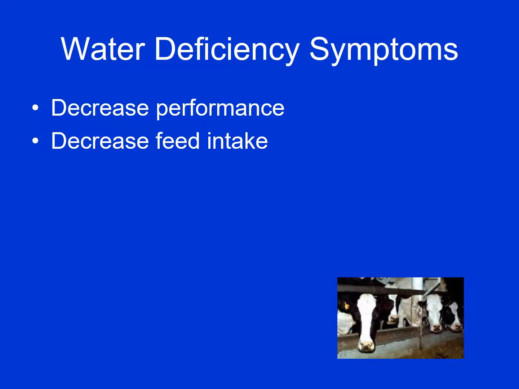Water deficiency symptoms: well, the first thing you've got to notice is decreased performance and decreased feed intake. As far as decreased performance, we may be talking about slower growing animals, or animals producing less milk for their young or for sale, relative to dairy cattle. The animals are not going to be able to work as hard. They may appear depressed.